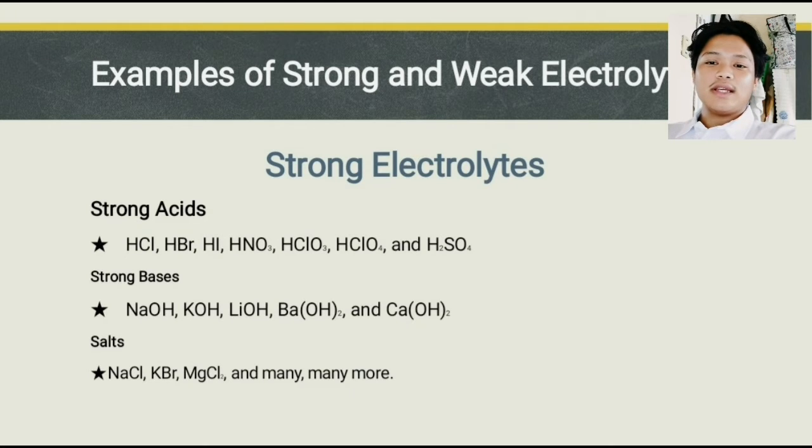For strong electrolytes, strong acids: HCl, HBr, HI, HNO3, HClO4, and H2SO4. Strong bases: NaOH, KOH, LiOH, Ba(OH)2, and Ca(OH)2. For salts: NaCl, KBr, and MgCl2, and many more.